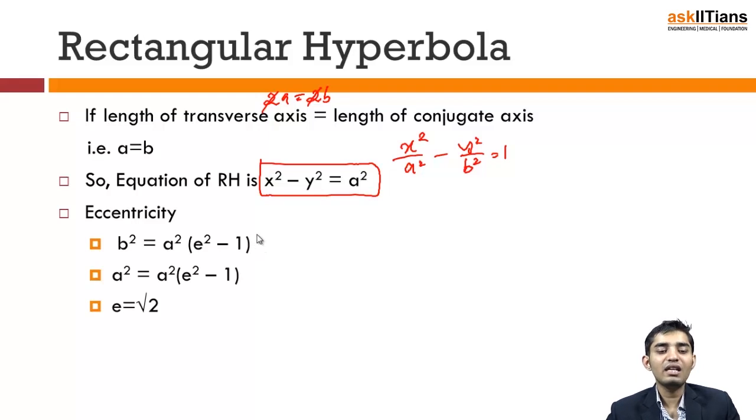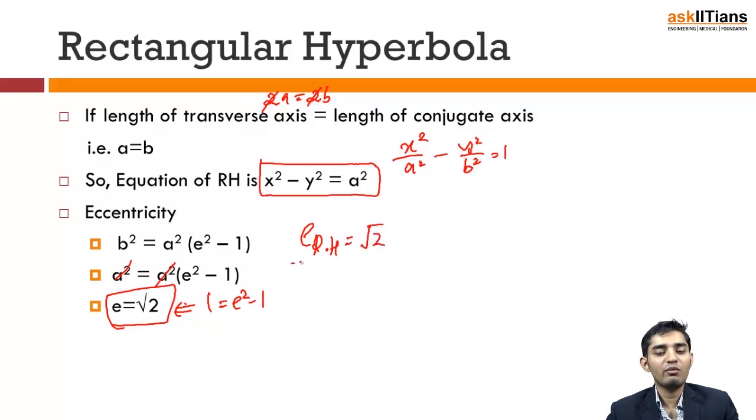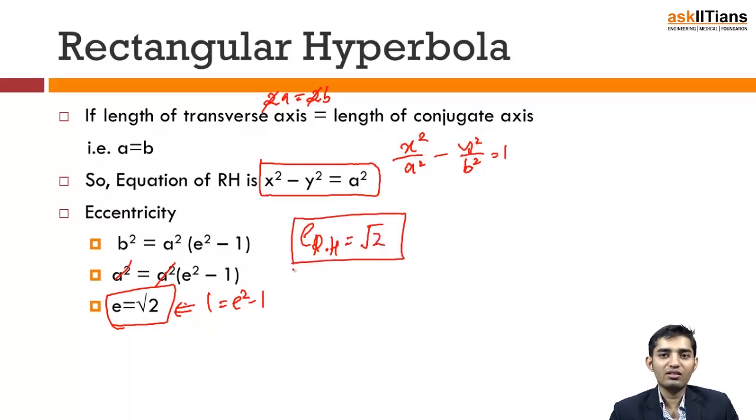And if a is equal to b, I can use this relation to find out eccentricity. We have b square equal to a square into e square minus 1. Now in case of RH, in case of rectangular hyperbola, b is equal to a. So in place of b, I can just write a, and then I can just cancel this. So basically I will get 1 equal to e square minus 1. So from here I will get eccentricity is equal to root 2. So always remember, eccentricity of rectangular hyperbola is always root 2, right? Any rectangular hyperbola, eccentricity will always be root 2 only, right?